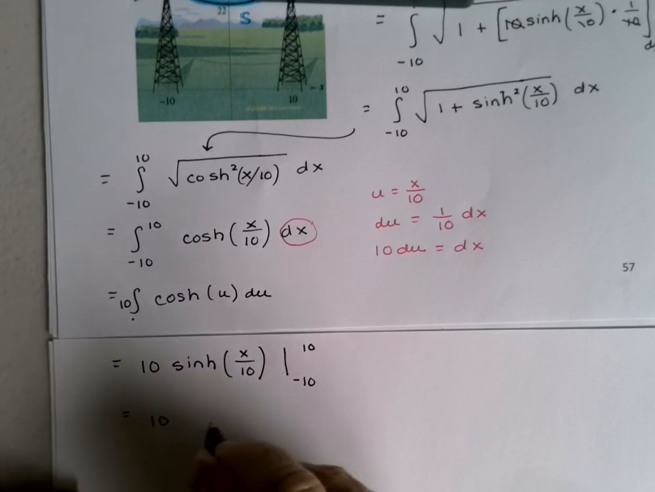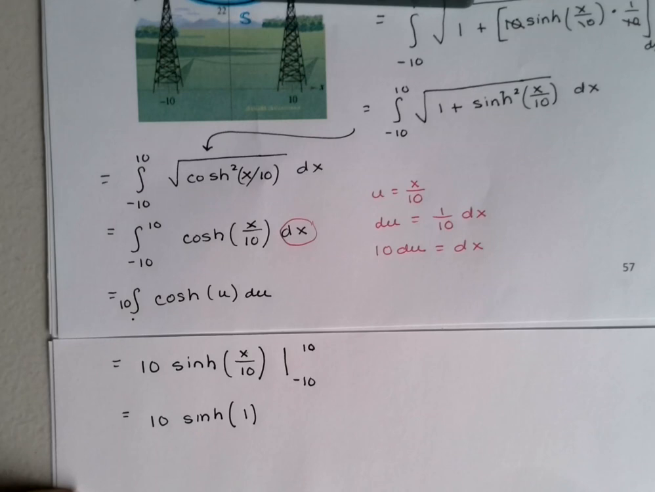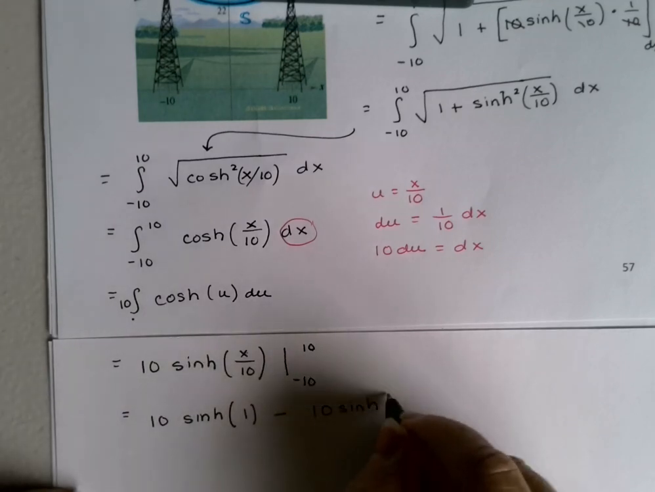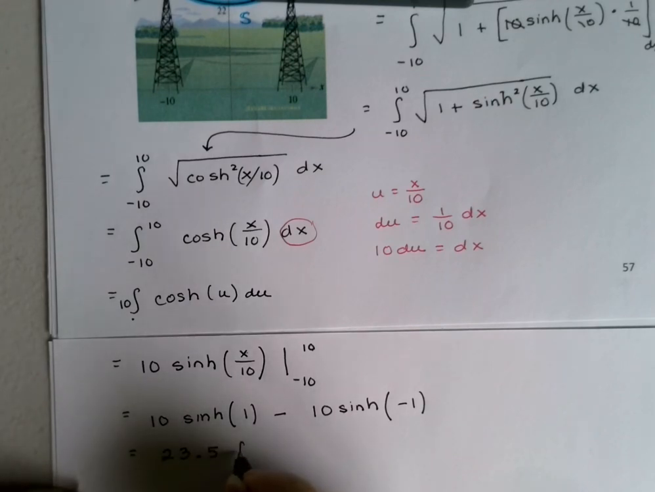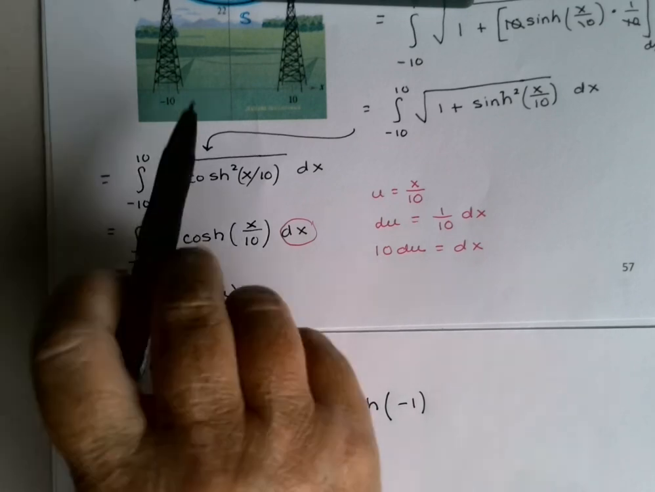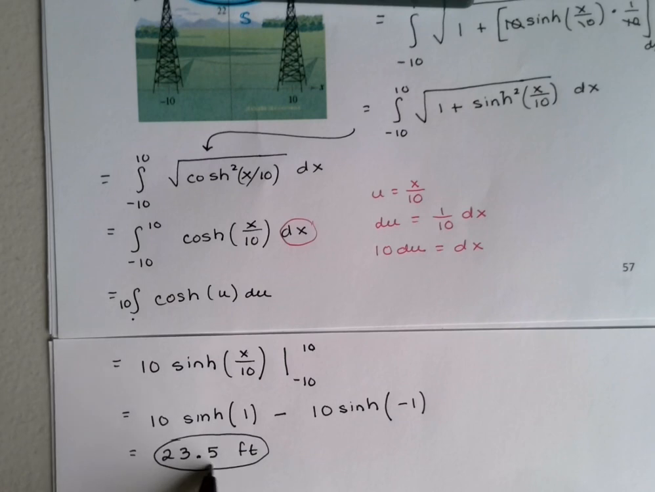So I'd have 10 times the hyperbolic sine of 10 over 10, which is 1. Subtract 10 times the hyperbolic sine of negative 10 over 10, which is negative 1. And I just plugged all of that in my calculator, and I ended up getting 23.5. And I guess these distances were in feet. So the towers themselves were 20 feet apart, but of course, due to the sag, the cable itself is going to be a little bit longer than that. Turns out, in this case, to be 23.5.